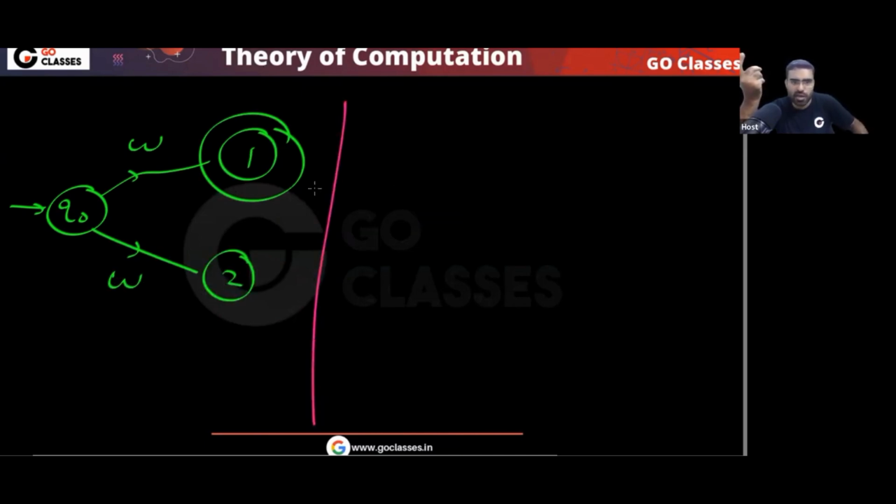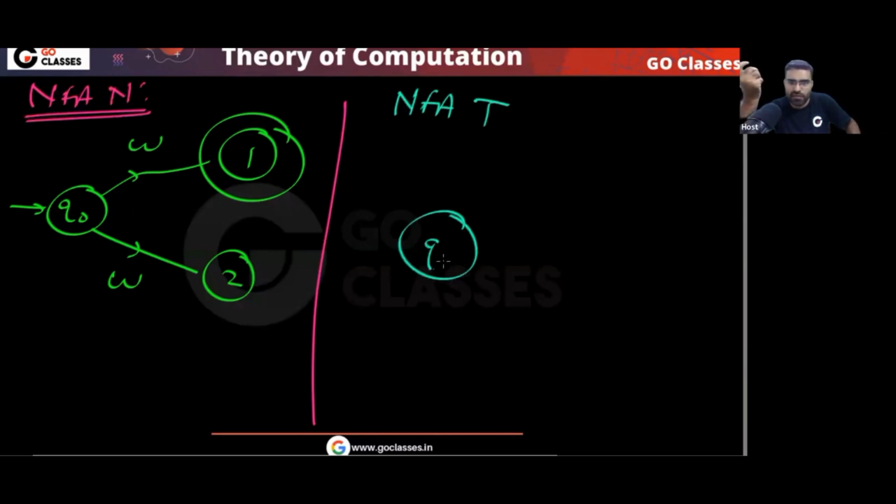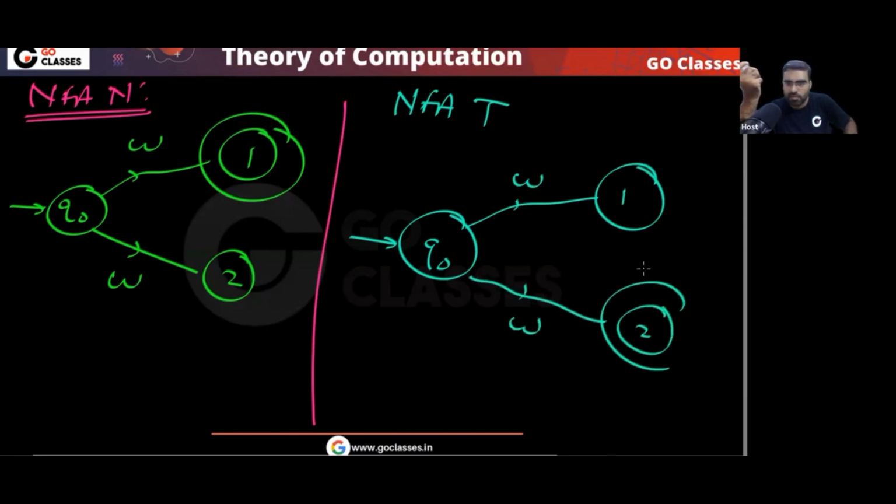this is your NFA N, and this is your NFA T. So your NFA T will be like this. You can notice here also W accepted, here also W accepted. Is this point clear? Please tell me. Okay, so this is the point. Very simple.